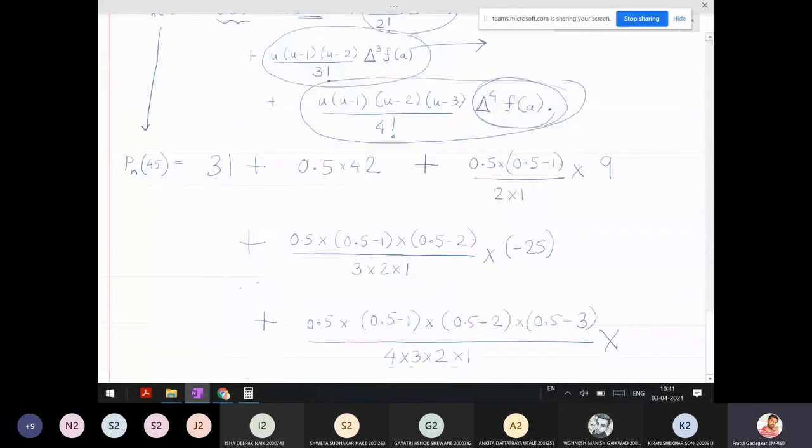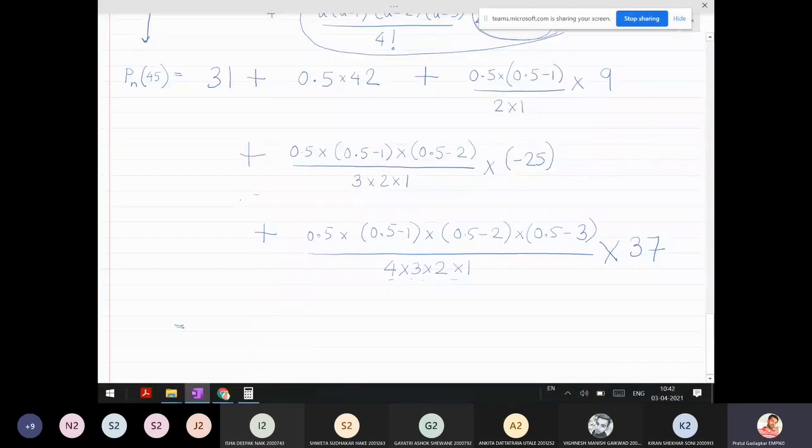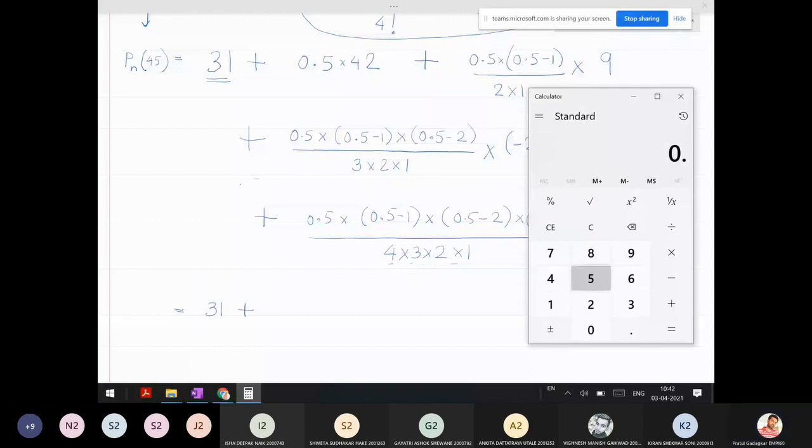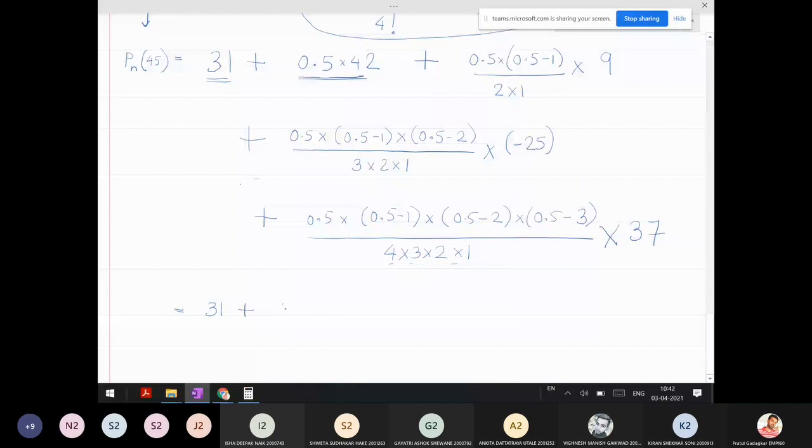Now equal to 31 plus 0.5 into 42. 0.5 into 42 is 21. This part, okay, plus let us do this part now.